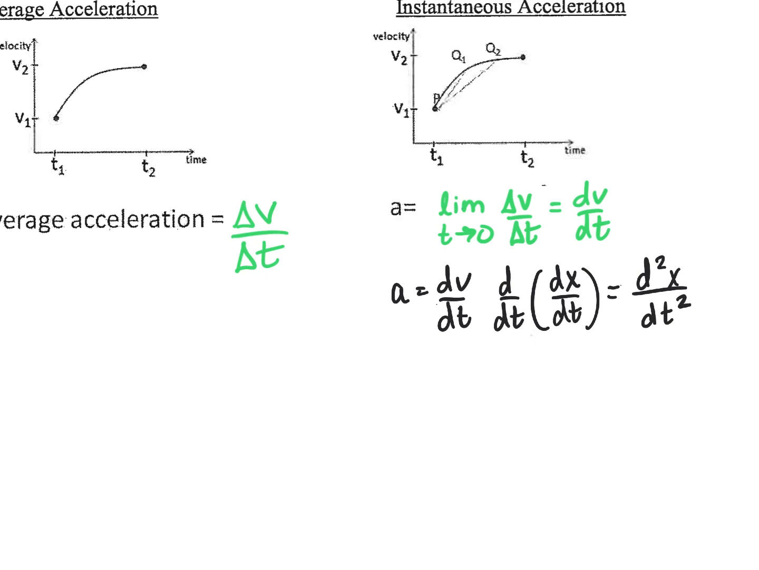Now you see why it's written that way. So you take the derivative. It is the second derivative. Yes, you take the first derivative and take that derivative. If you have position, the first derivative gives you the velocity, and then from the velocity you have to take the derivative again to get the acceleration.